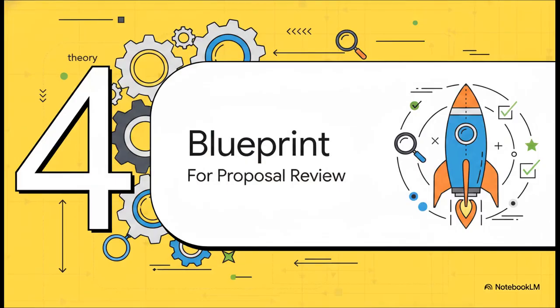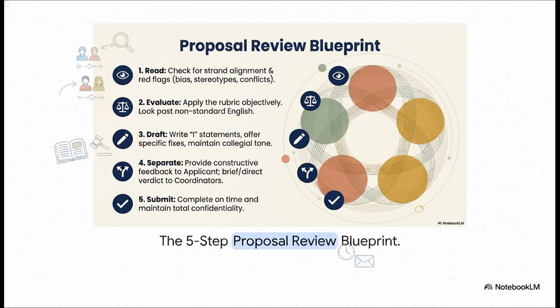Let's move into Section 4, your blueprint for proposal review. Think of this as your rapid-fire, 5-step checklist to keep you on track. First, read for strand alignment and watch for any red flags regarding bias or conflicts. Second, evaluate objectively using the rubric, remembering to look right past non-standard English. Third, draft constructive I statements and offer very specific fixes. Fourth, separate your feedback. Constructive notes go to the applicant, and a brief, direct verdict goes to the coordinators. And fifth, submit your reviews on time while maintaining total confidentiality. Just keep this blueprint handy as you work, and you'll do great.